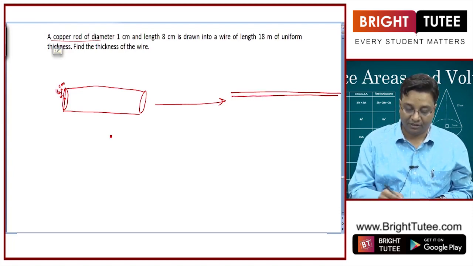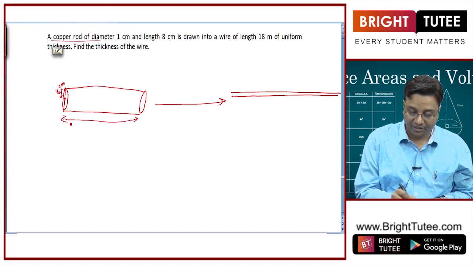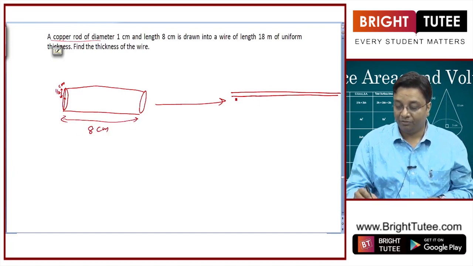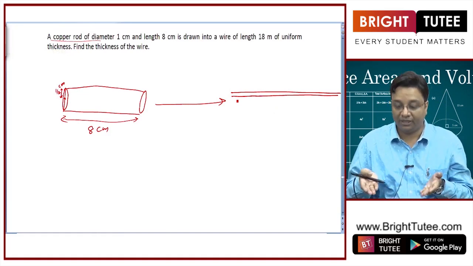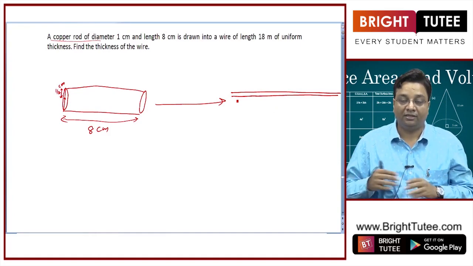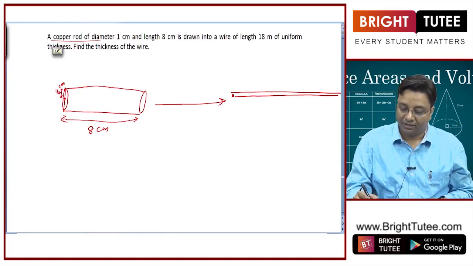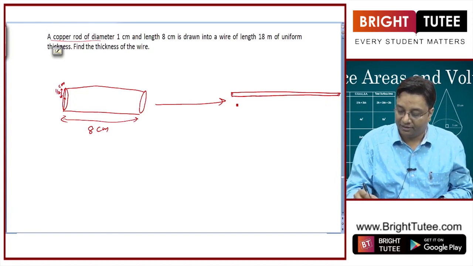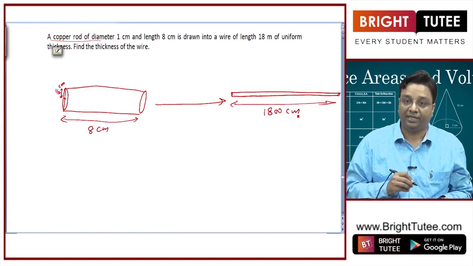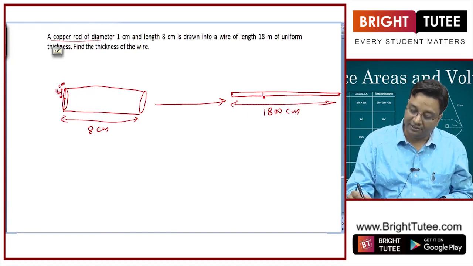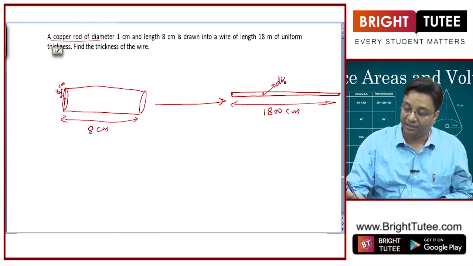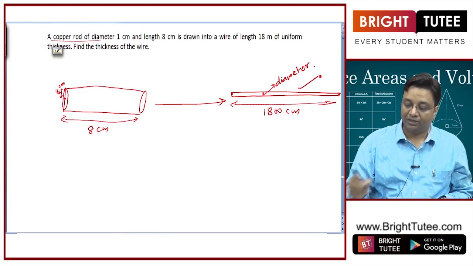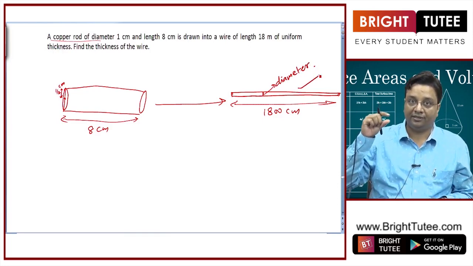This is a rough diagram because this length is 8 centimeter here, right, and I have to make 18 meter. So if I draw on the same scale, it will not be in this board, right? It will go beyond this board, but just consider that it is 18 meter length or 1800 centimeter of length, right? We need to find this thickness here. So what do we need to find? Actually the diameter of this wire, right, which is thickness, right?